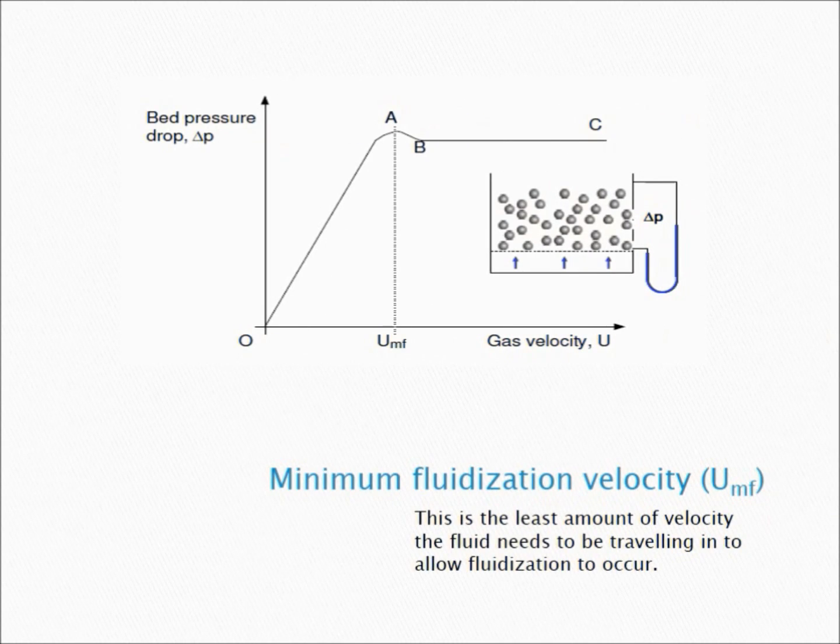Based on the diagram, we can see the effects of increased velocity on the pressure drop within the bed. You can see that at point A, the pressure drop starts to become constant. This point is known as the minimum fluidization velocity. From the diagram, we can conclude that in order for fluidization to occur, the gas velocity has to be greater than the minimum fluidization velocity.